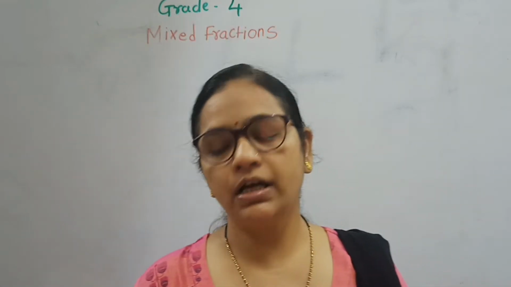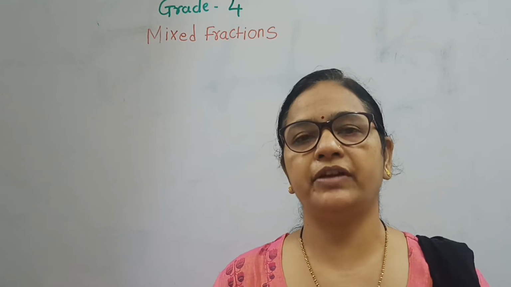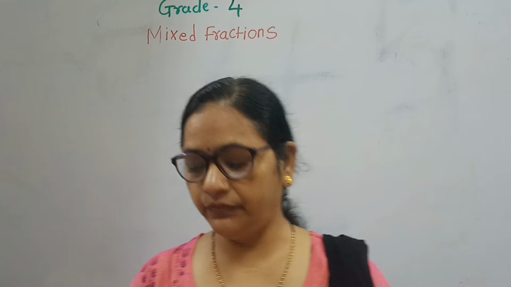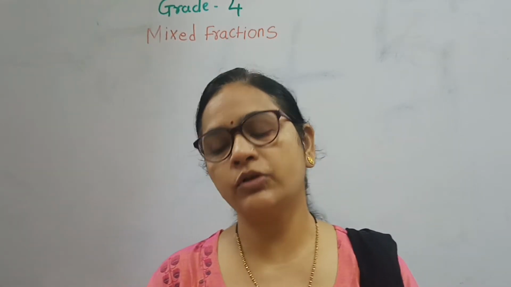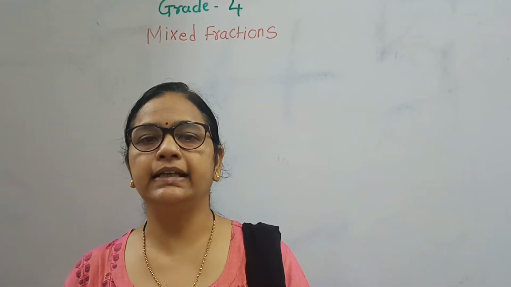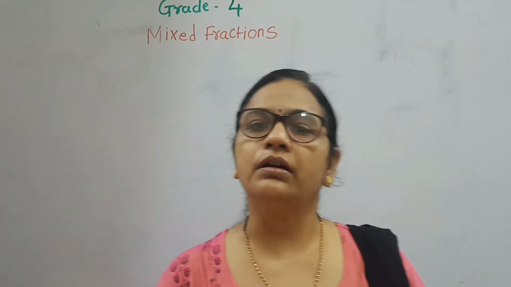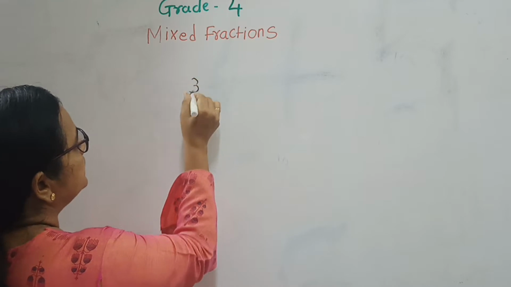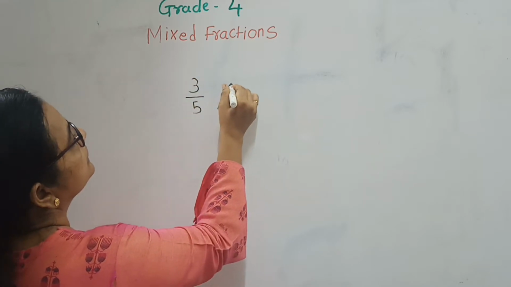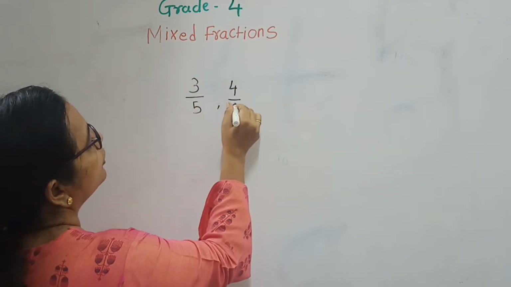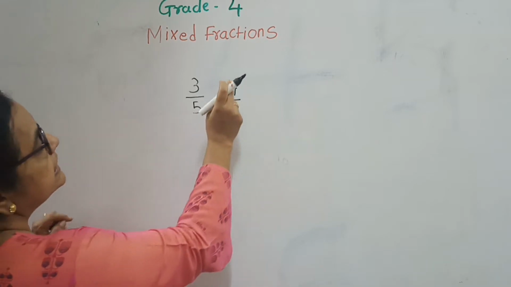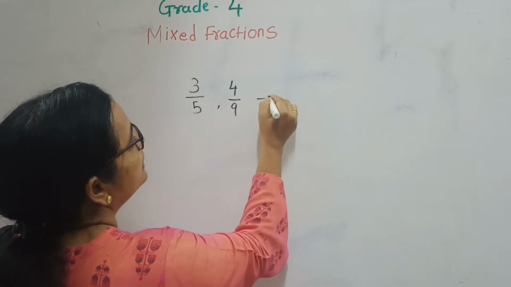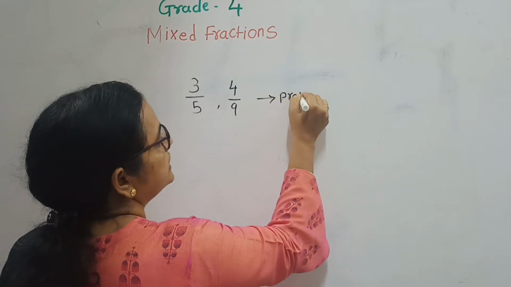In the previous session we learned proper and improper fractions. Okay, let's revise. A proper fraction means a fraction in which the numerator is less than the denominator. See here, 3 upon 5, 4 upon 9. Yes, the numerator is smaller than the denominator, so it is called a proper fraction. Okay children.